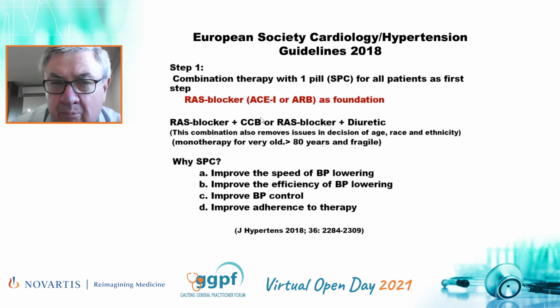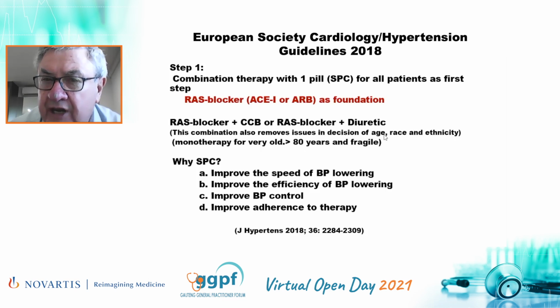Now, if you combine a RAS blocker with a CCB or a diuretic, it removes, like in the old days, issues in deciding which drug based on age or race or ethnicity. Remember in the old days, they said if you're less than 55 years, you start with an ACE. If you're older than 55 or black, you start with a CCB. Now, this combination has removed that because this now covers everyone.